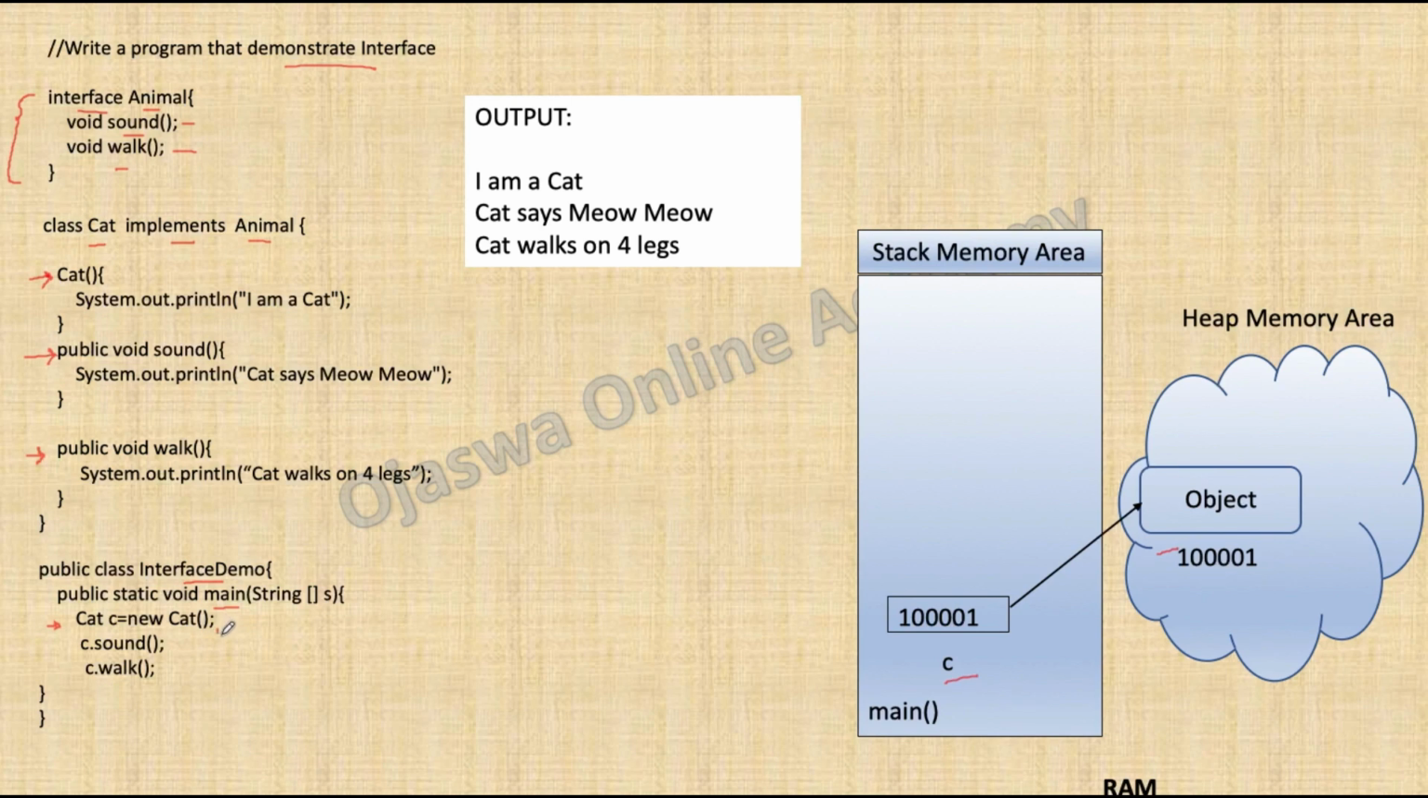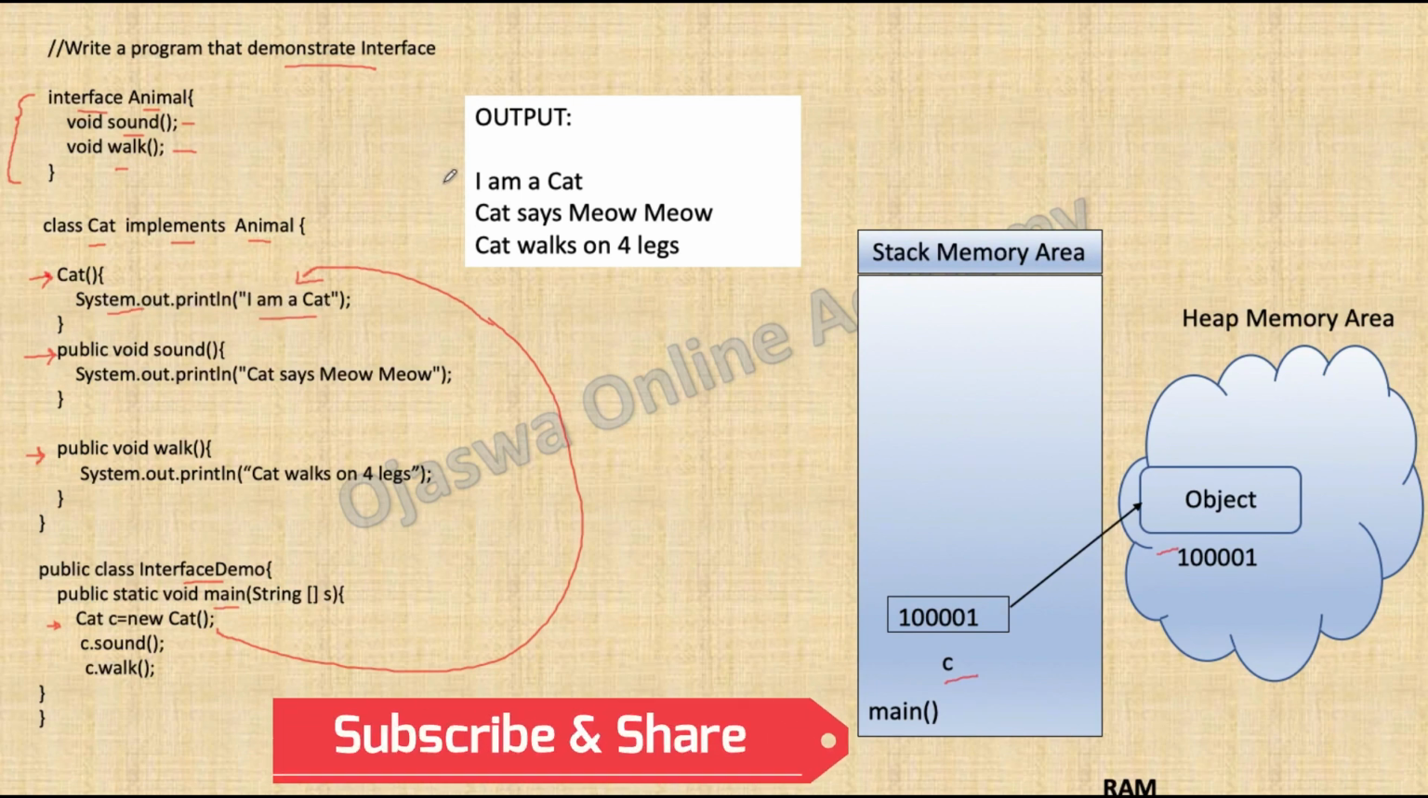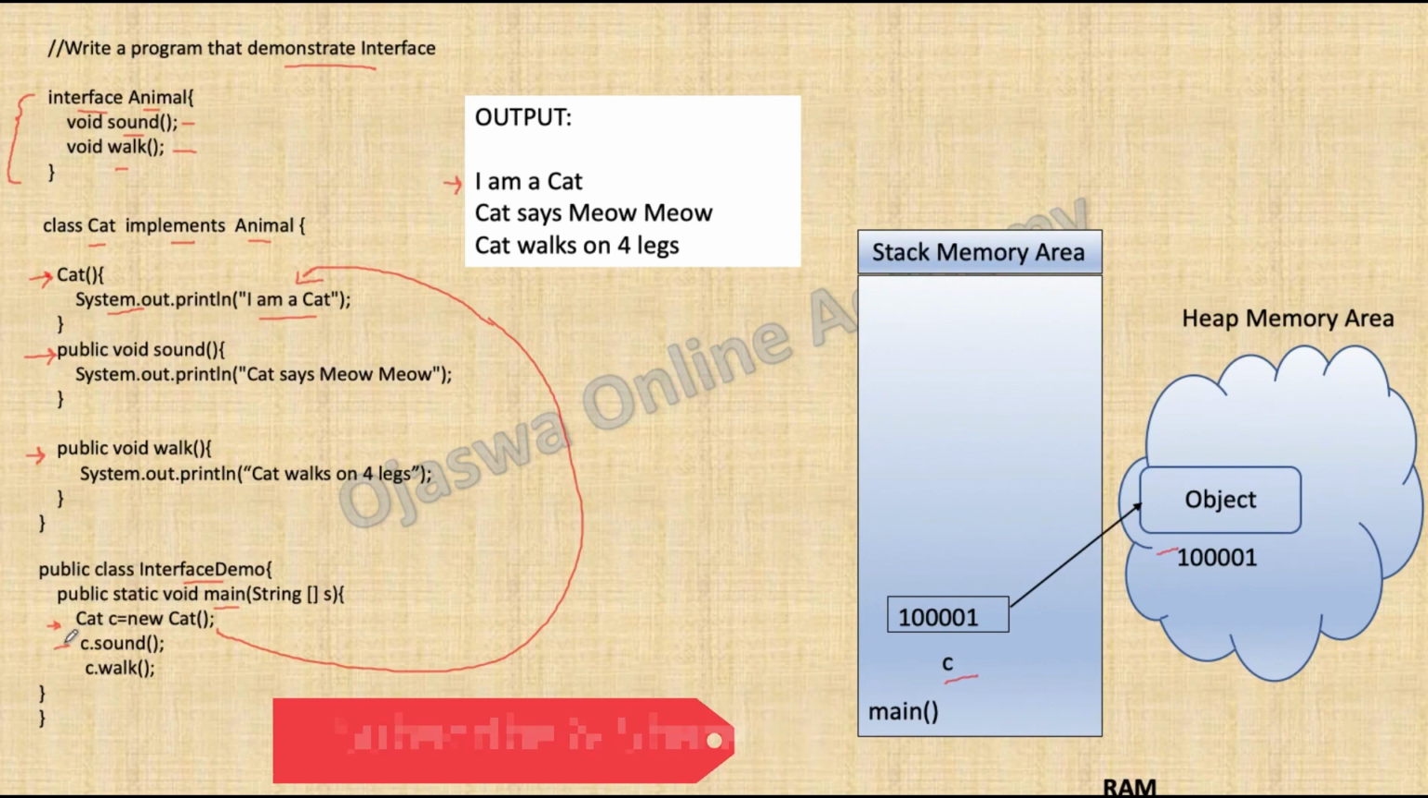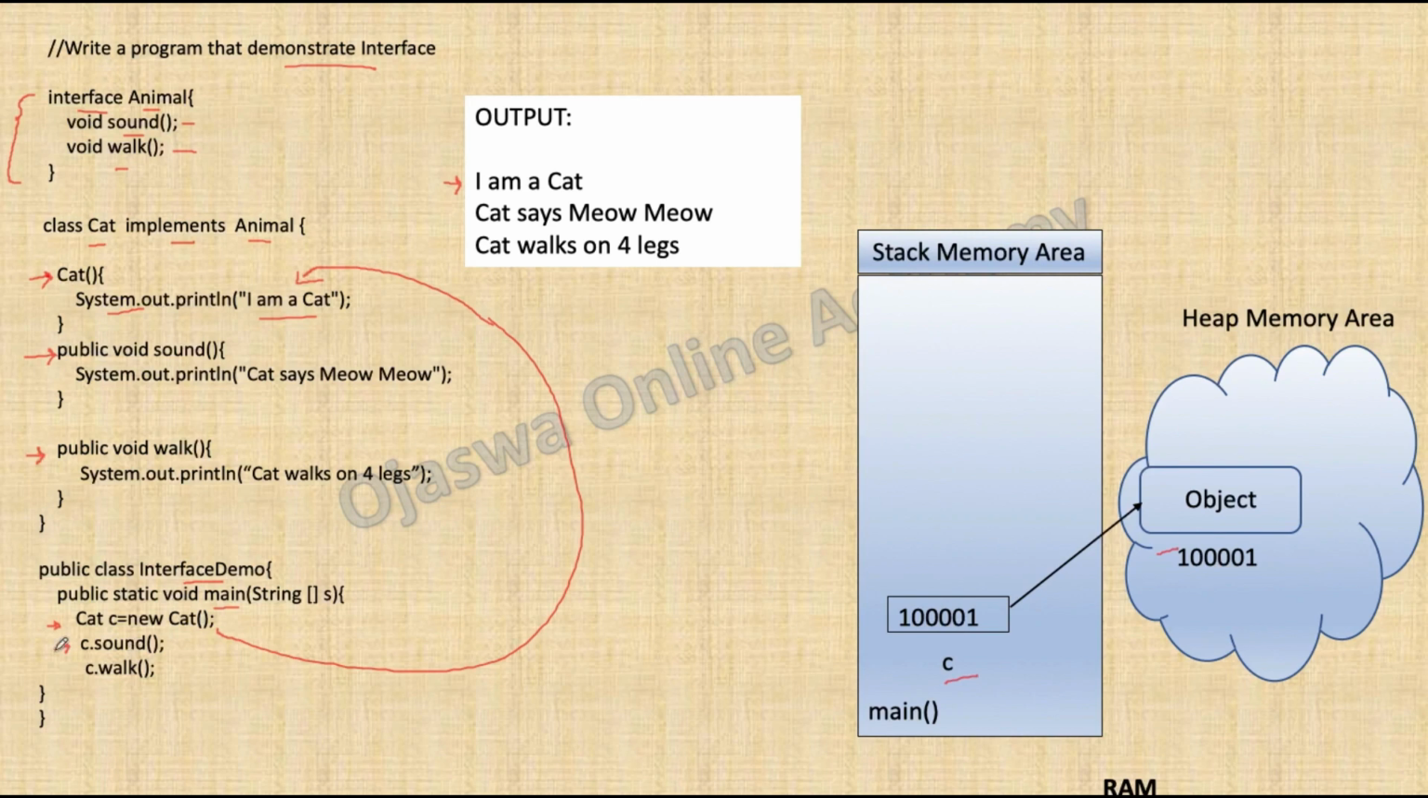So from here, control of the program will go to the default constructor of the subclass cat, and the code inside constructor will execute system.out.println I am a cat. This will be printed to the console. Control will return back and the next statement executed is c.sound. So control of execution will go to the definition of sound method belonging to class cat, and the code inside sound method will execute, and this statement cat says mew mew is printed to the console. Control is returned back and the next statement executed is c.walk. The control of program will go to definition of walk method and the code inside walk method will execute. Cat walks on 4 legs. This will be printed to the console.